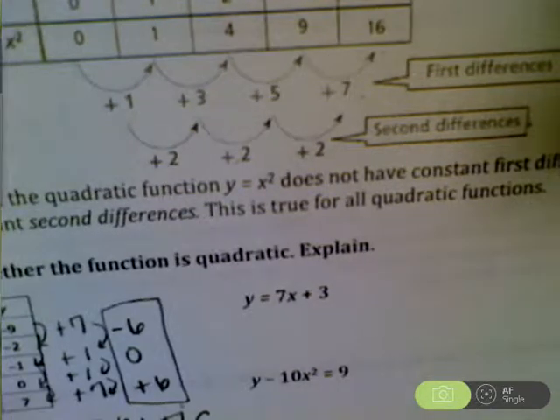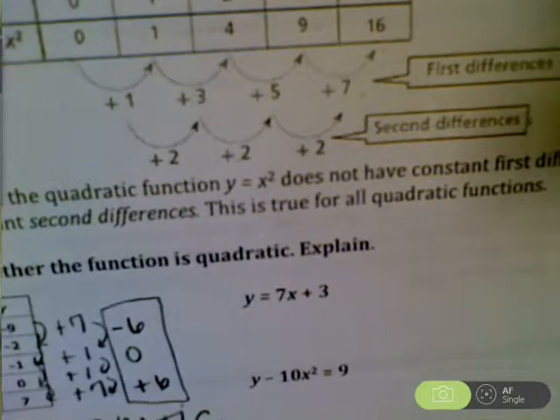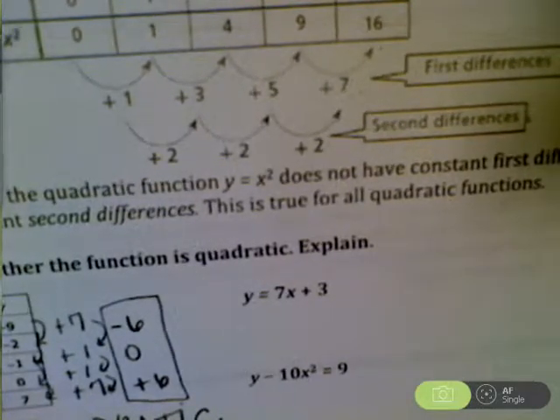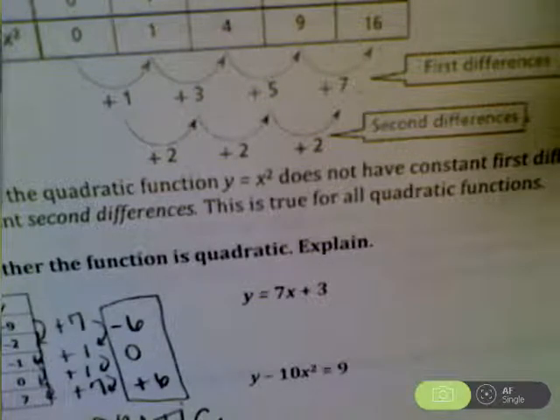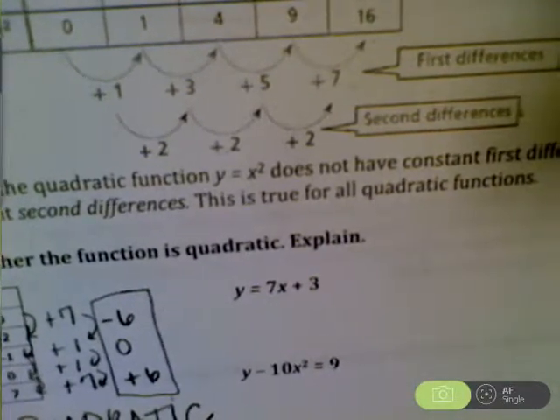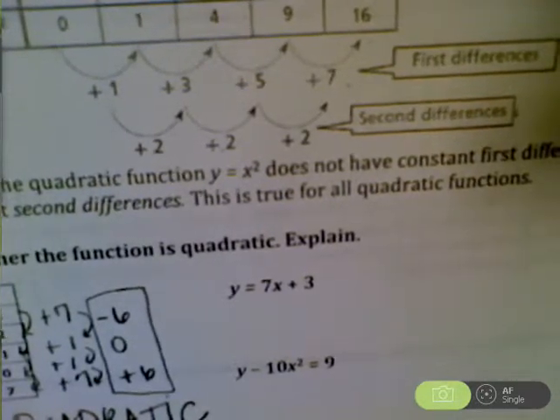Okay, y equals 7x plus 3. Now all we have is the equation. We need to decide whether or not it's quadratic just by looking at the equation. So to tell if it's quadratic, you need to look back at standard form of a quadratic equation, which is y equals ax squared plus bx plus c. So what do y'all think? Is y equals 7x plus 3 quadratic?